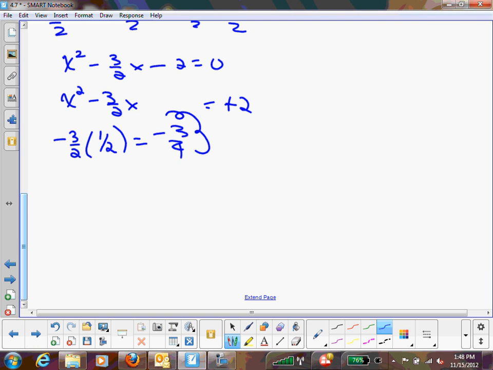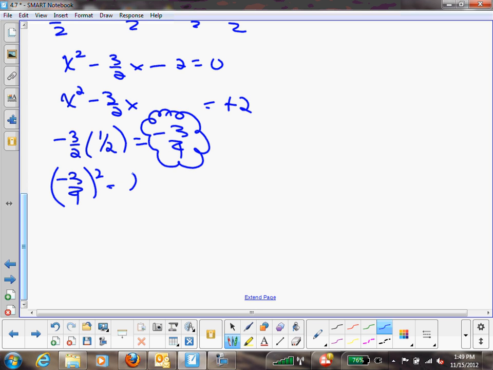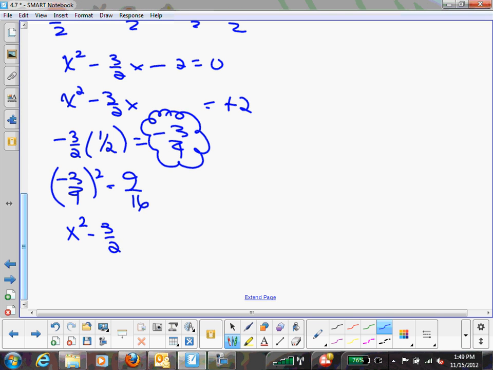And this is the one that gets the cloud, because this is the number that completes the square. What do I do with the negative 3/4? You square it and get 9 over 16. What do I do with that value? Add it to both sides. X squared minus 3 halves x plus 9/16 equals 2 plus 9/16.